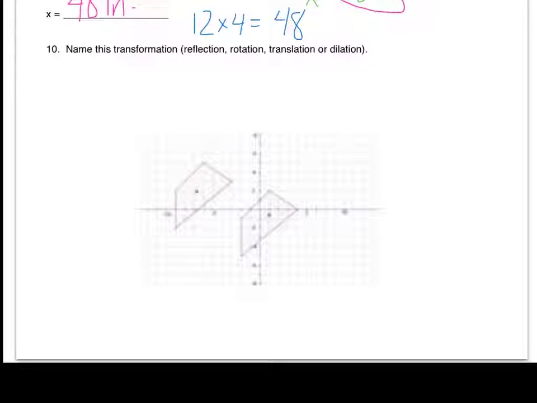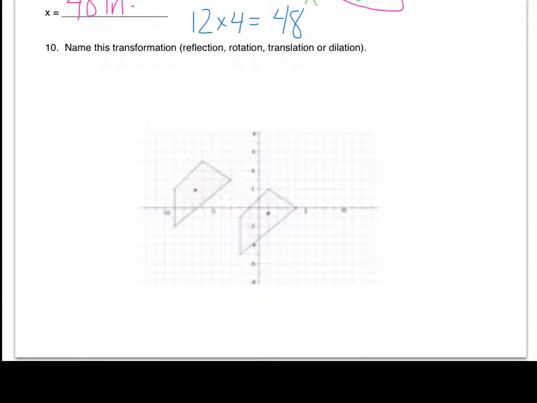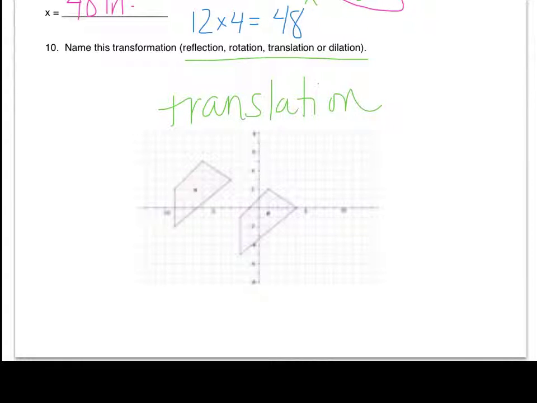For 10, I'm just naming this transformation, and I even gave you the choices that you could choose from. Because this shape didn't turn, it didn't get bigger, it didn't flip over, I know it has to be a translation. So remember, it did a slide, and most of you told me that your teacher taught you that SL stands for slide, and so it just slid over and then down.